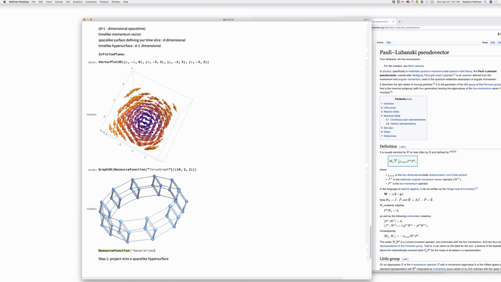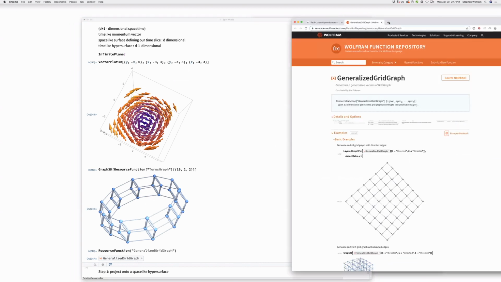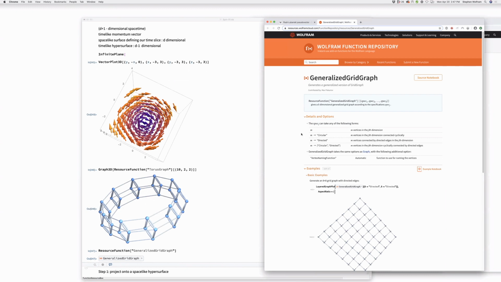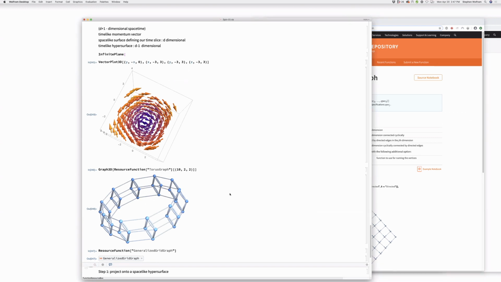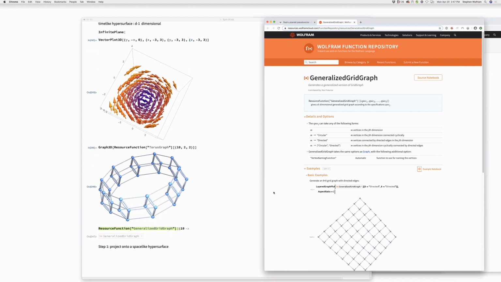Why isn't this auto-completing? Some kind of bug associated with the fact that these are newly added things. Okay, there's the generalized grid graph. And what we want to do here, okay, so this is circular directed, okay? So what we want to do then is to say generalized grid graph, and then we want to say 10 arrow. Just see how this works.